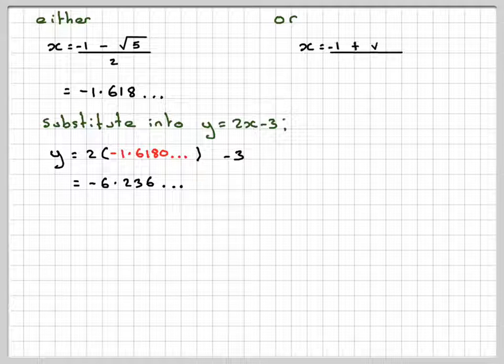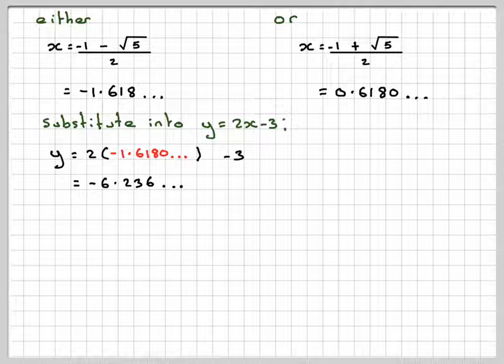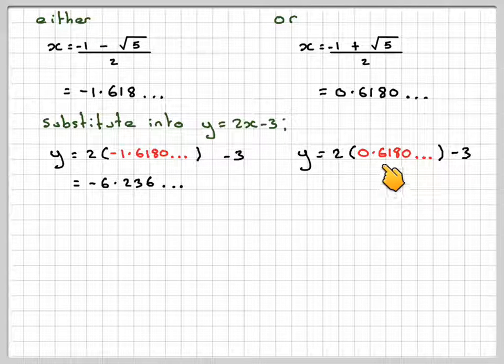Or x is equal to minus 1 plus root 5 over 2. Again, using the fraction button on my calculator, I'm going to get 0.6180. Now, substituting that into this, y is 2 times 0.6180. So use the answer button on my calculator, minus 3. The answer button only takes the previous calculation. And that gives me minus 1.763.